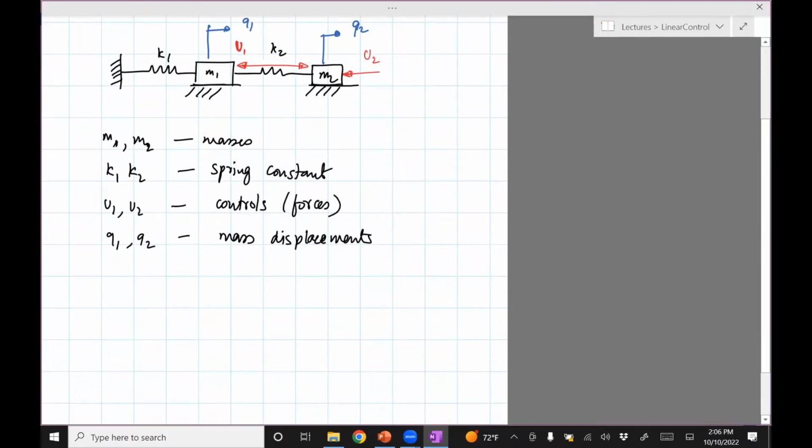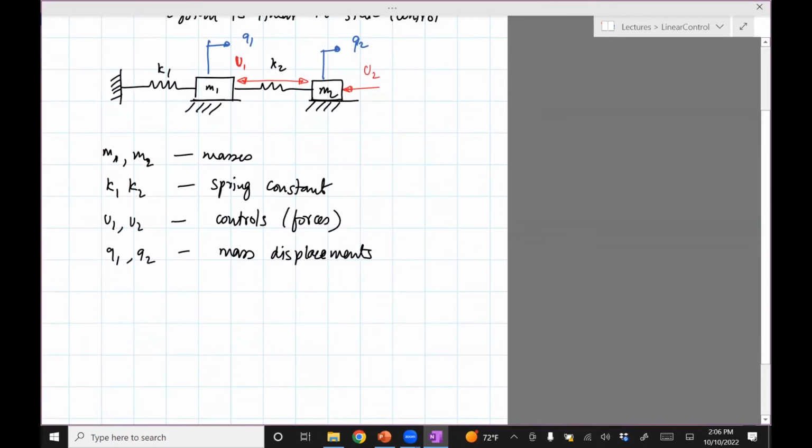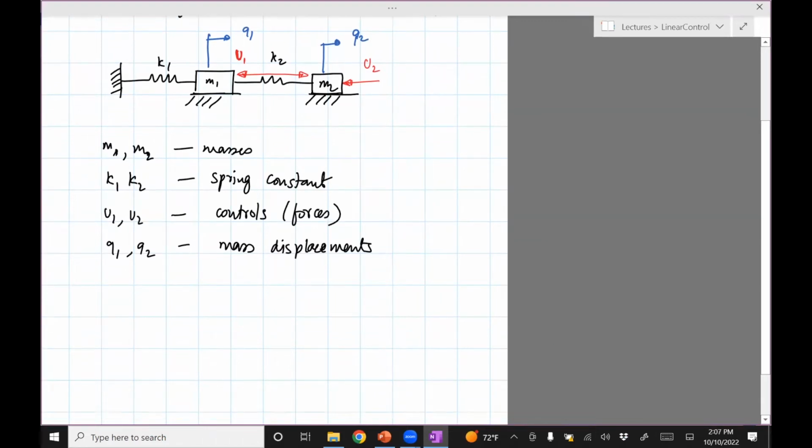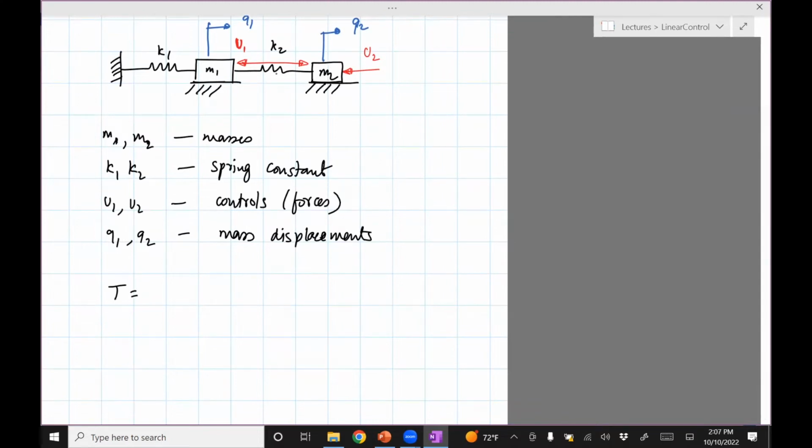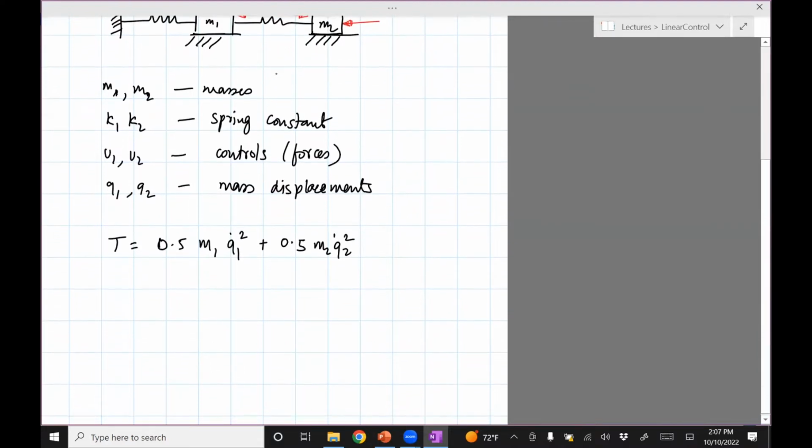Okay, now we'll derive the equations of the system, and it turns out that you can still use the Euler-Lagrange formulation. So we will define the kinetic energy. It's going to be 0.5 M1 Q1 dot square plus, let's keep it this way. And then the potential energy.